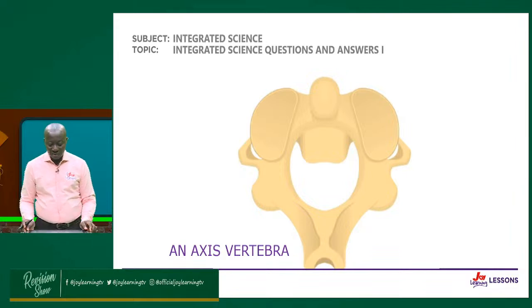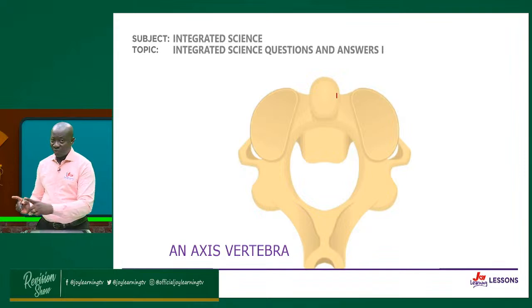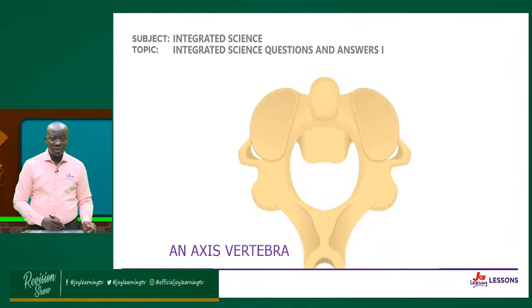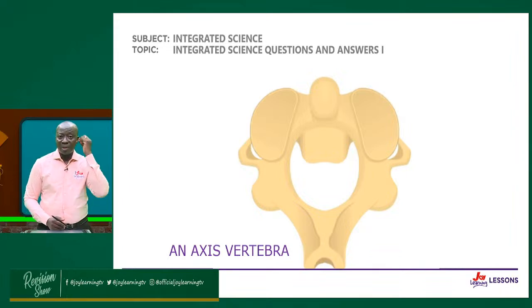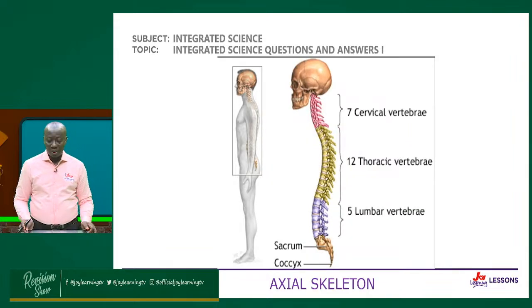So we have an axis vertebra. The atlas sits on the axis, and this is the projection that helps the head to move freely from one side to the other. The atlas helps you to nod, and the axis together with the atlas helps the head to move from side to side. But don't forget, they both have the vertebral canal, which allows blood vessels to run through, sending blood and nutrients to the brain and bringing the residue back.